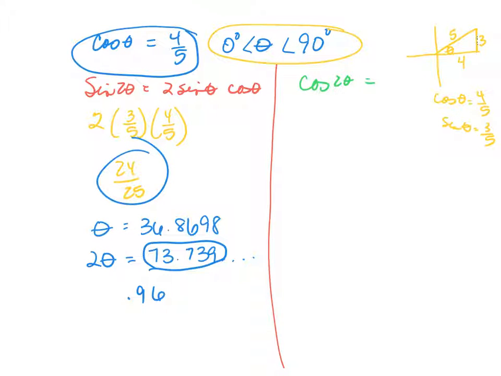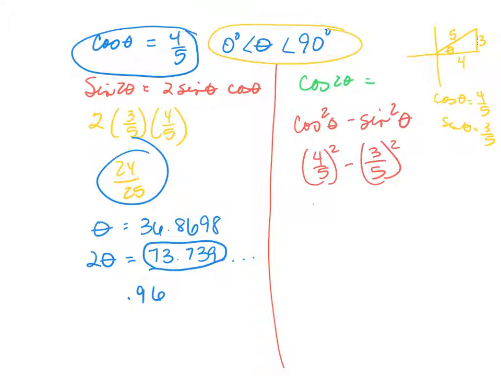The formula we can use here, we can use any one of the 3. So cosine squared of theta minus sine squared of theta. Okay? What that means is the cosine of theta squared minus the sine of theta squared. So let's see what that is. So we have cosine of theta is 4/5 squared minus 3/5 squared, which is 16 over 25 minus 9 over 25. You can put it in your calculator, which is 7 over 25.